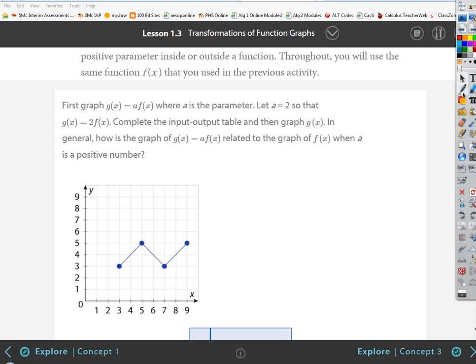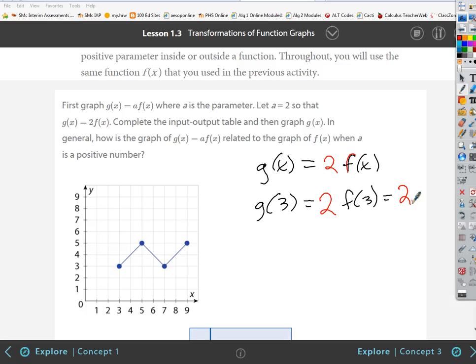Here's my function f of x, right? So if g of x equals 2 times f of x, what do I get if I input a value of, say, 3? Well, what is f of 3? We've already done this a bunch of times. This is f, so it's 3, right? But g of x has to be 2 times f of x. So g of 3 equals 2 times f of 3 equals 2 times 3 is 6, right? Okay, so that's going to be right there.